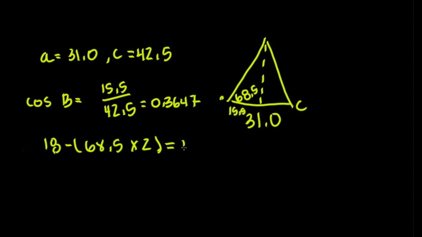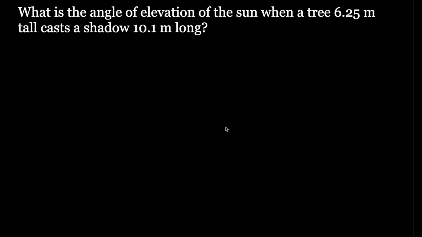This equals 42.8. So we know that the measurement of this angle up here is 42.8 degrees. So we have now found all the measurements needed for this triangle with just knowing the lengths of two sides. Now we are going to solve some word problems which talk about right triangles.